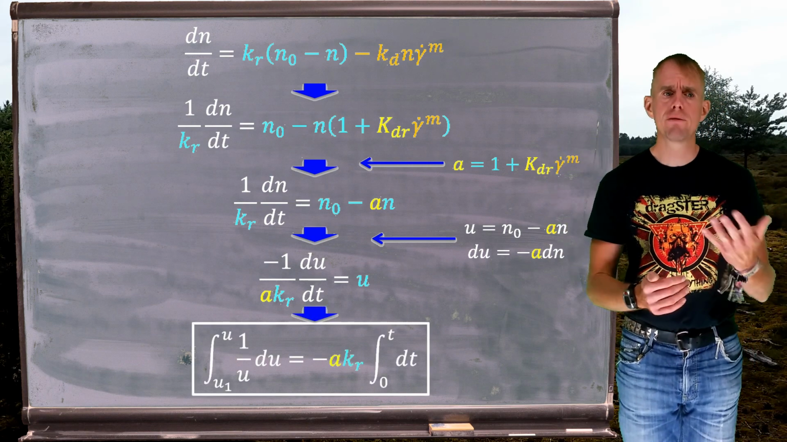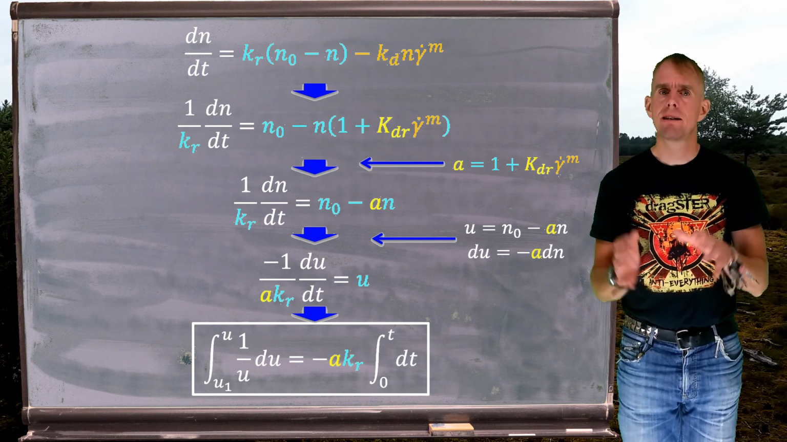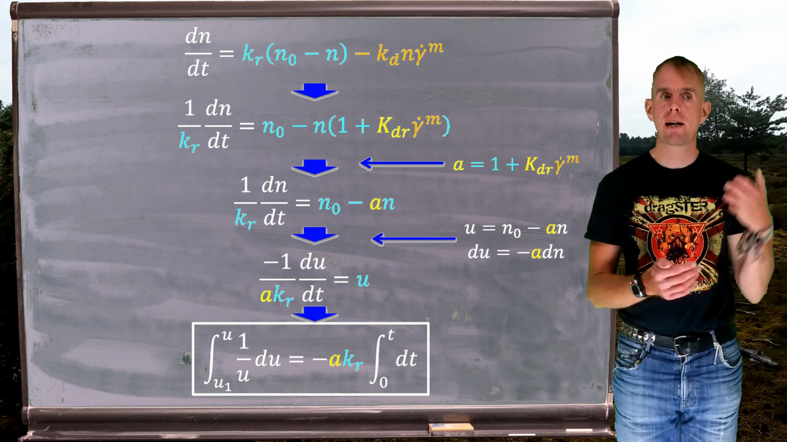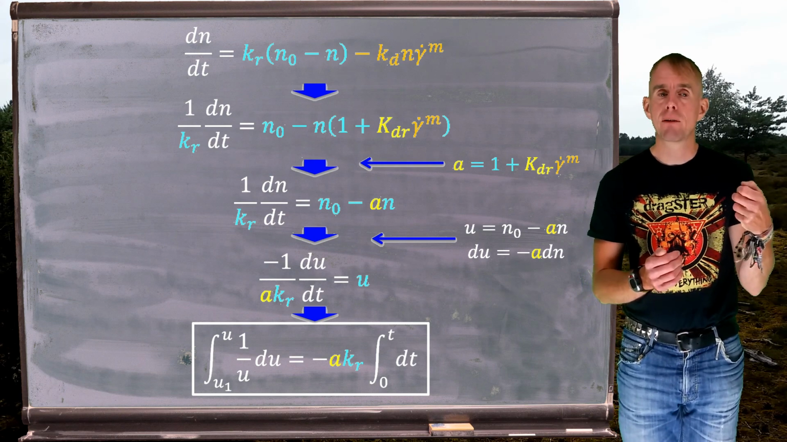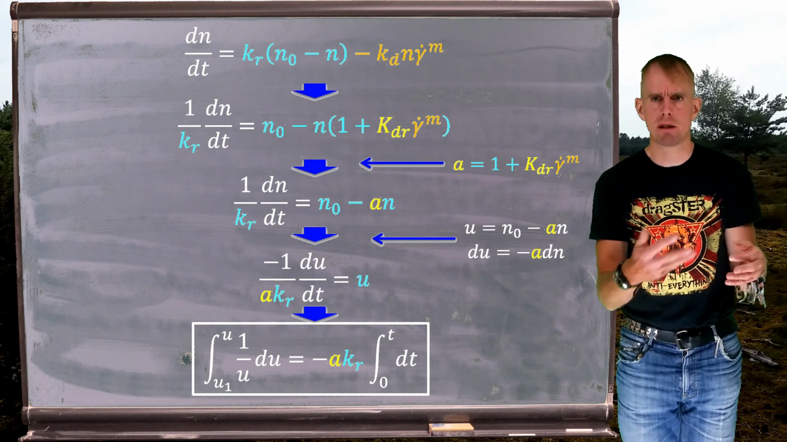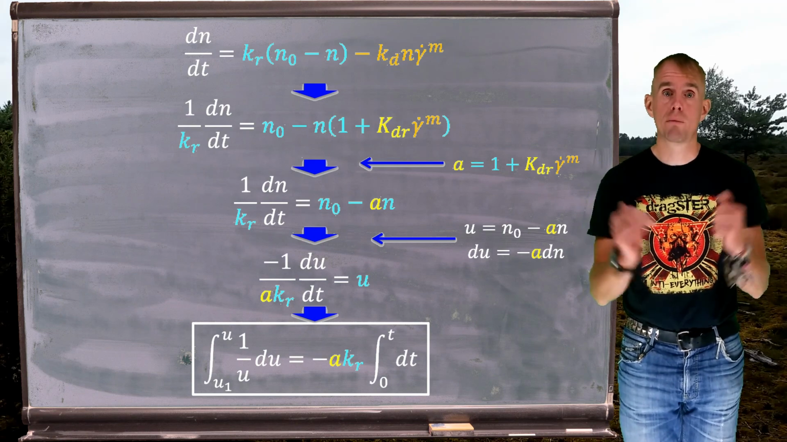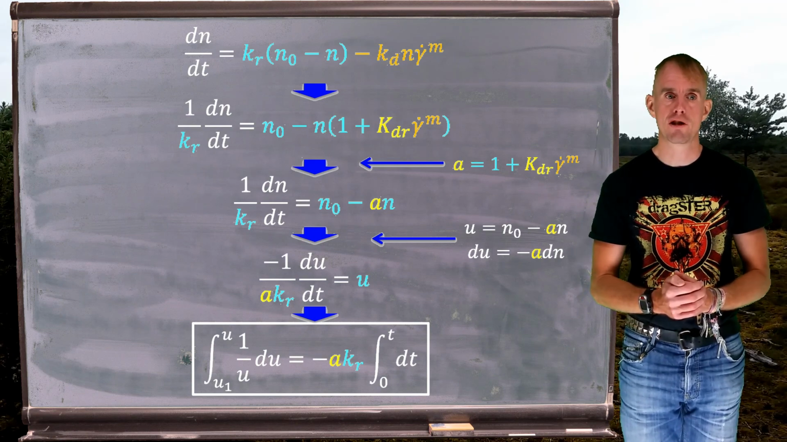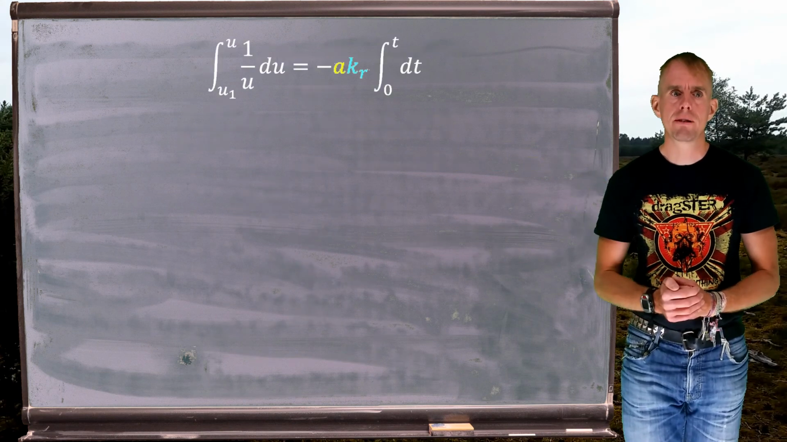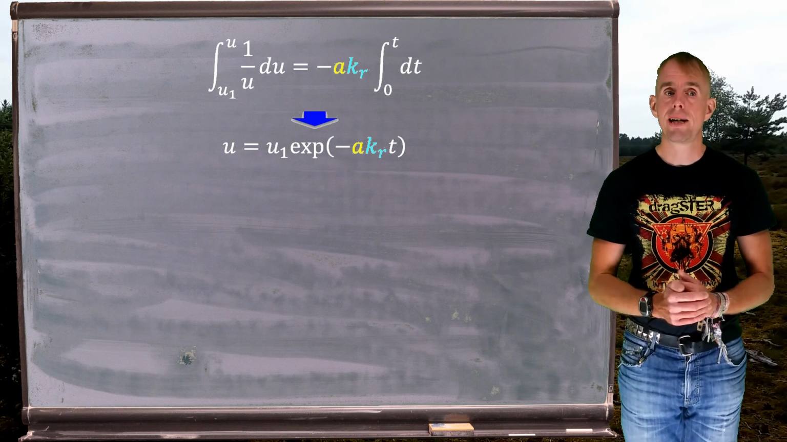It's 1 over u du equals minus a kr dt. Let's look at the integration limits. When time equals 0, let's say I have u1, and what I want to do is find arbitrary u, which corresponds to arbitrary n and arbitrary eta, at arbitrary time t, sometime after we've made that step change in deformation rate.